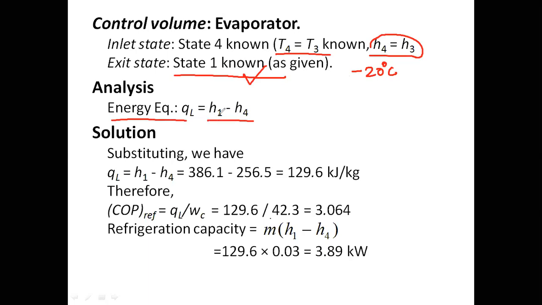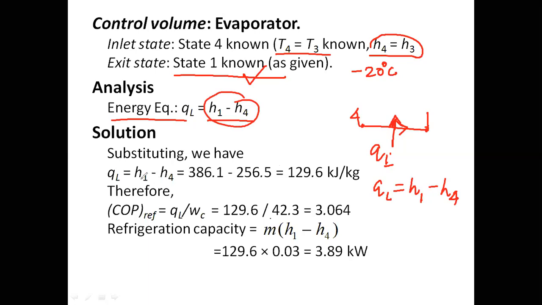That is the final enthalpy minus the initial enthalpy, for this is the heat absorption process. By absorbing heat, its energy increases from 4 to 1. So what is the heat supplied? Heat supplied is the final enthalpy minus the initial enthalpy, H1 minus H4. We know H1, we know H4, therefore we can calculate the enthalpy difference, and that is QL.